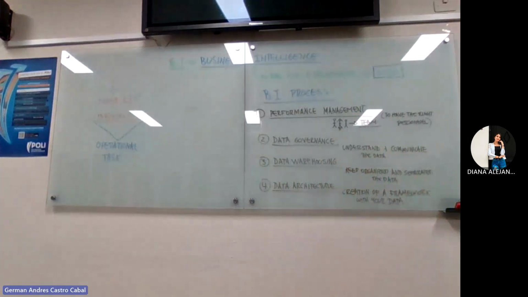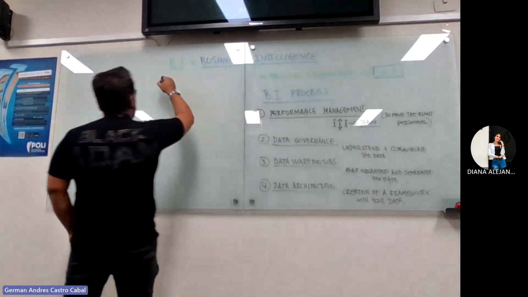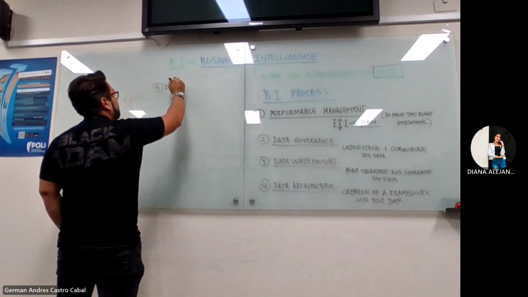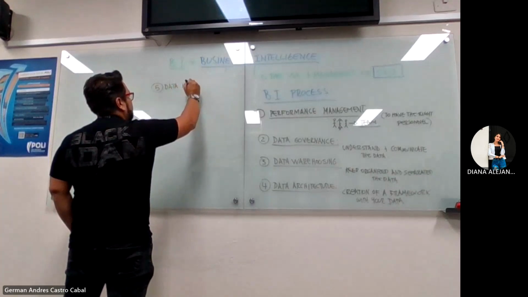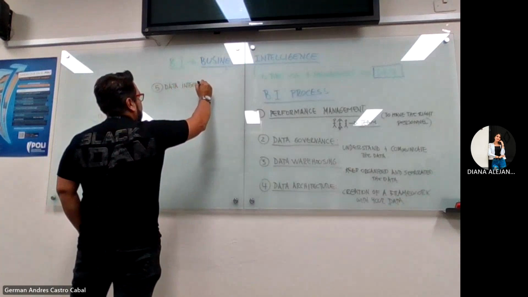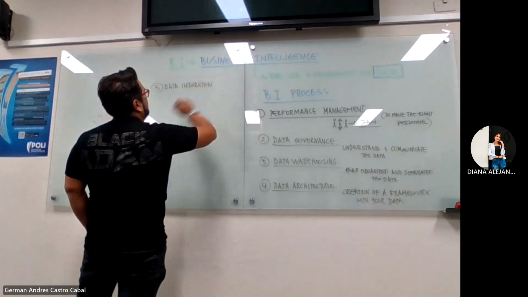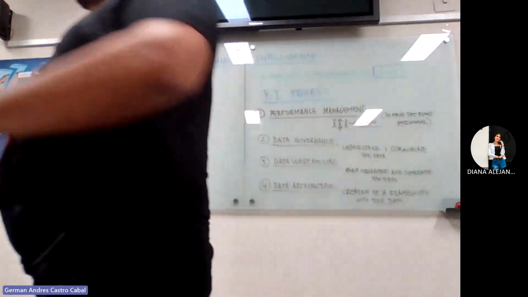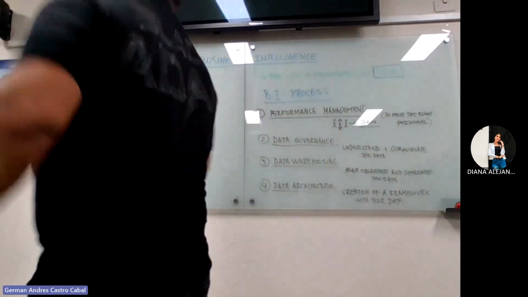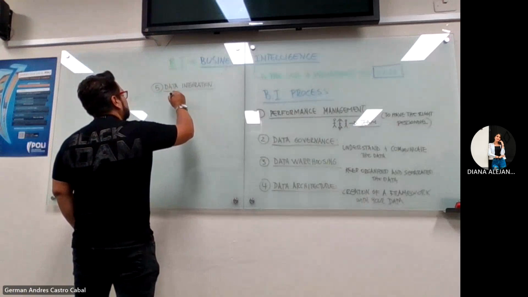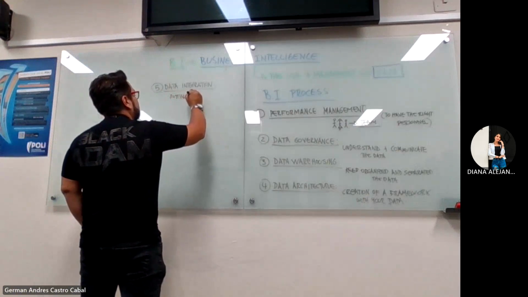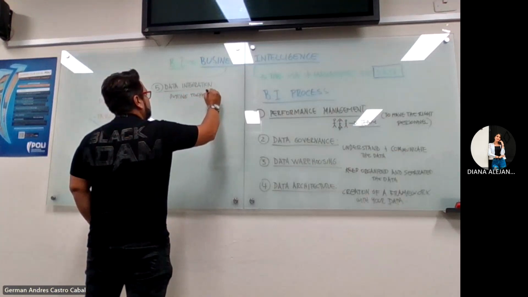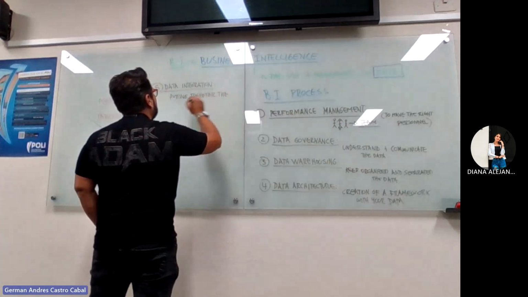The fifth step is called data integration. This one talks about putting together, bringing together, the data that is complementary.